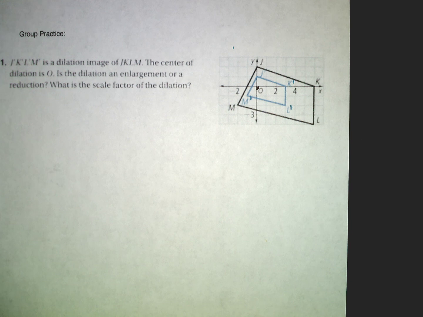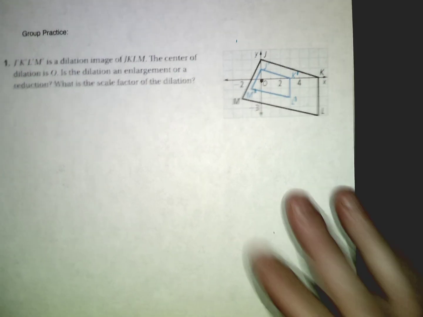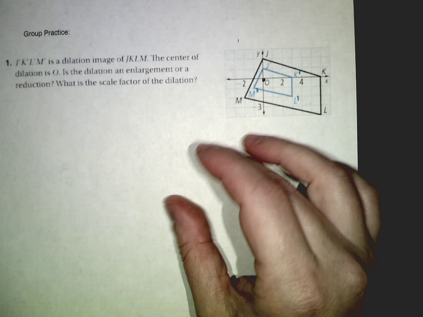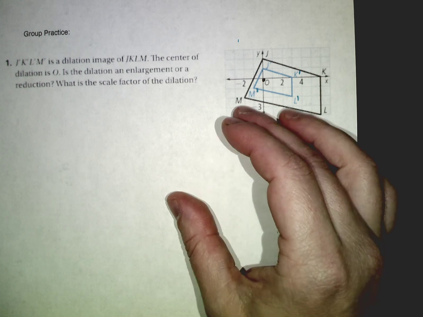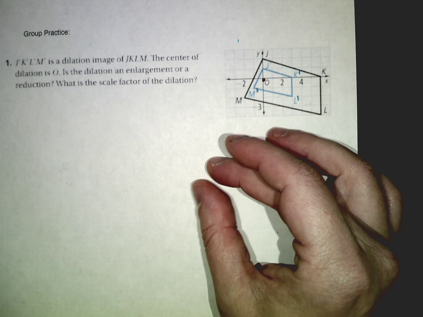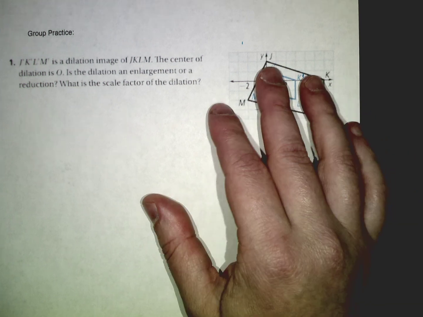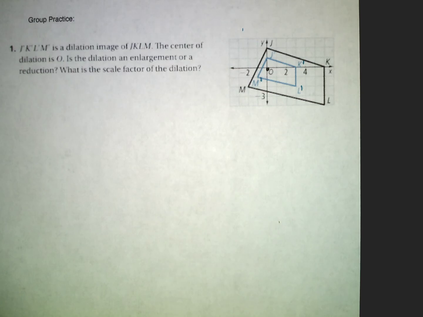Hello, geometry students. Okay, so today we're talking about dilations. Dilations are when you take a shape and either make it smaller, a reduction, or enlarge it. Now, you can think of it as going on a picture on your phone.